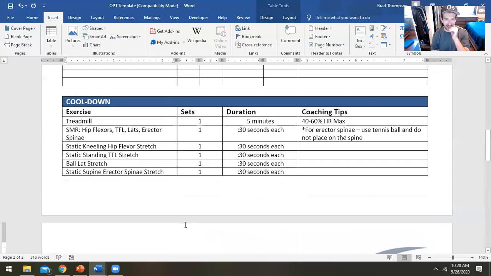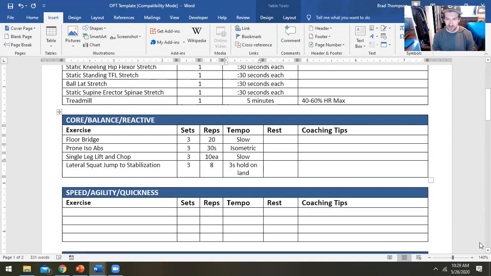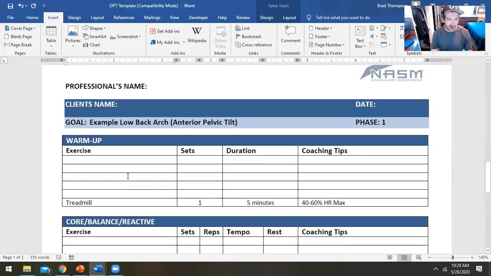All right, let's delete all this. And oh shoot, I forgot to put reps and stuff. Let's do 3 sets of everything. Let's go 20 reps for that, 30 seconds for that, 10 each for that, and 8 reps there. Slow, isometric, slow, 3 to 5 second hold on land. 0 seconds rest. There we go. All right.